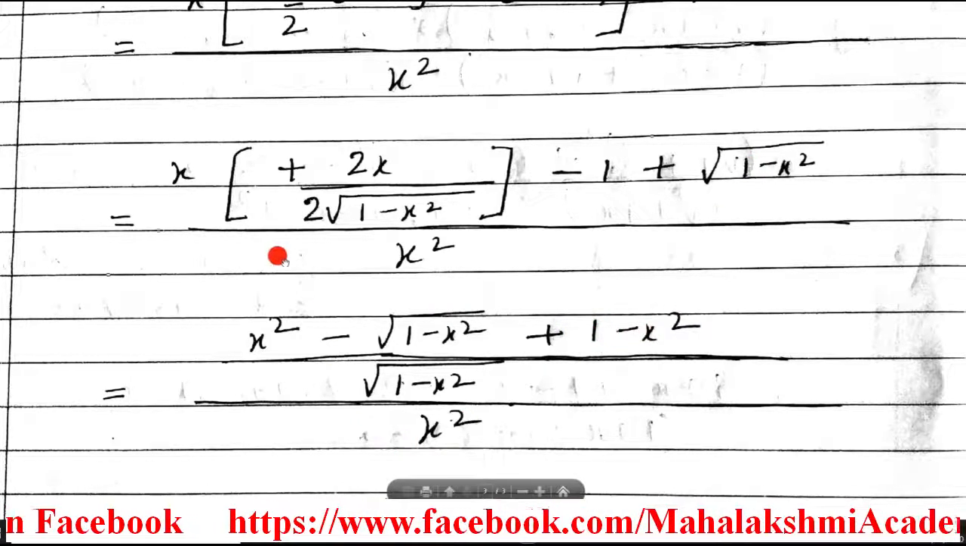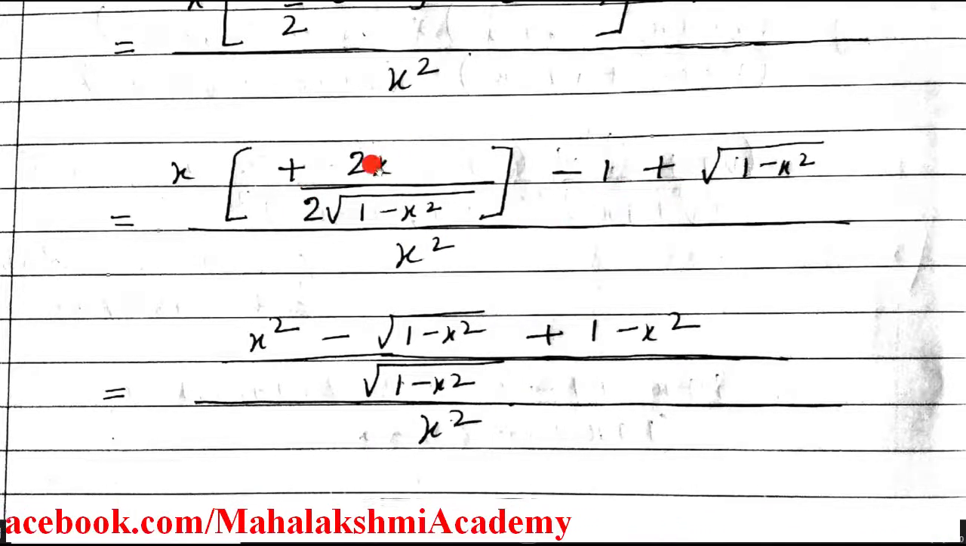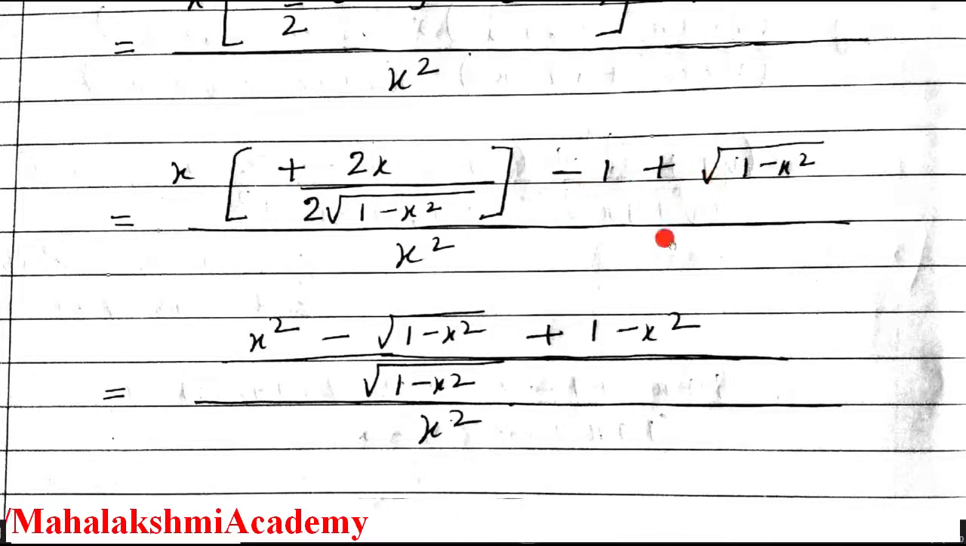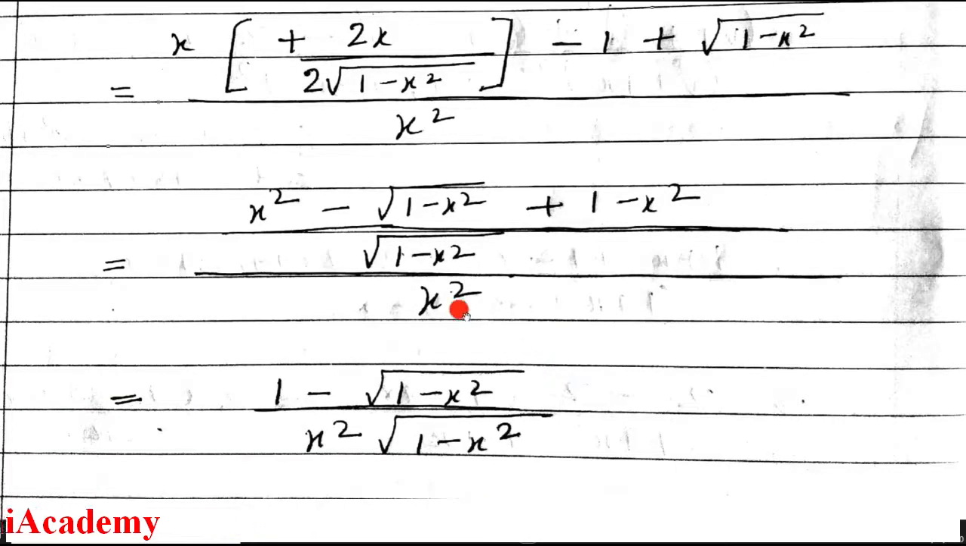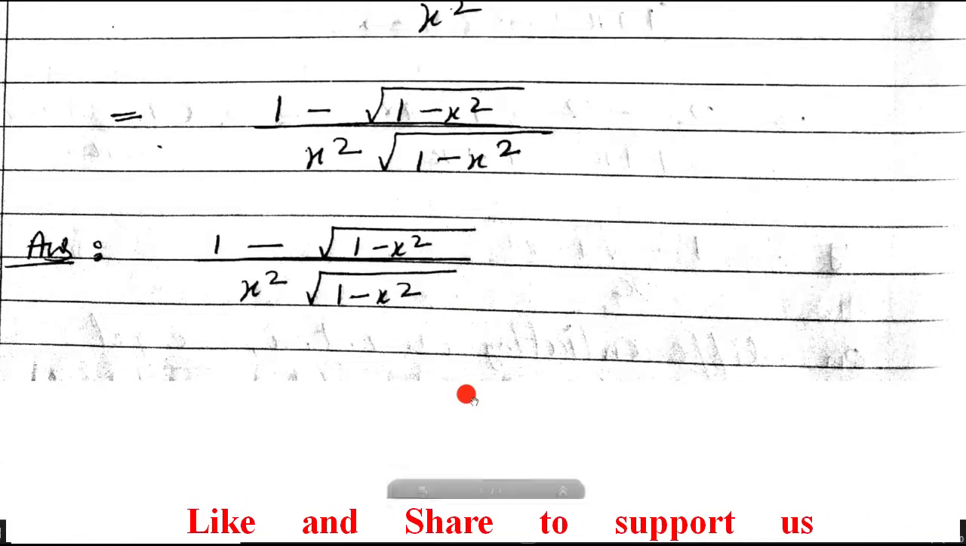So here I took the LCM. In this step, I took the LCM. So there are 3 terms: first term, second term and third term. Now this x square and this x square will be removed. So we are left with 1. So 1 minus root of 1 minus x square. So that's our answer. Thank you.